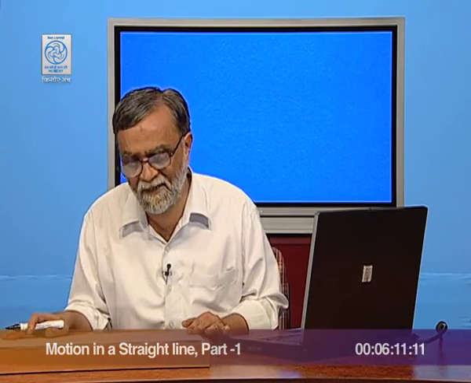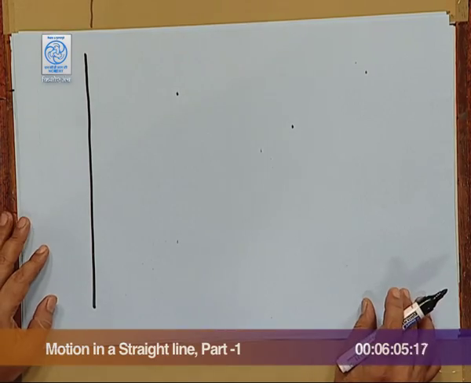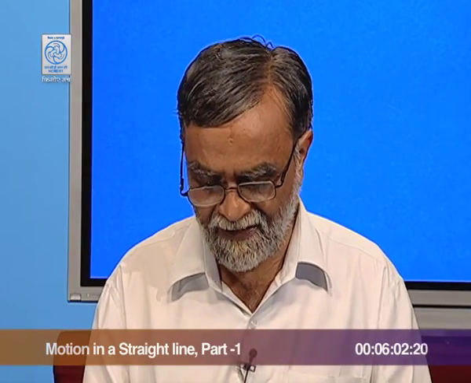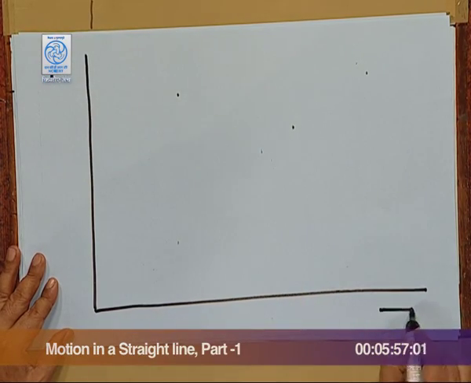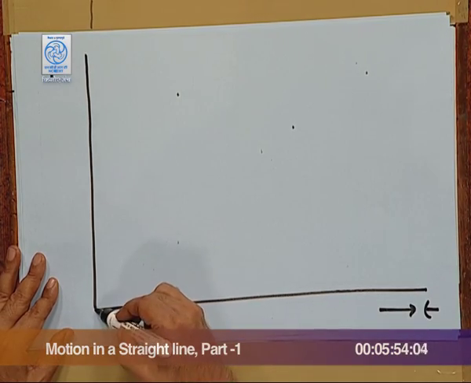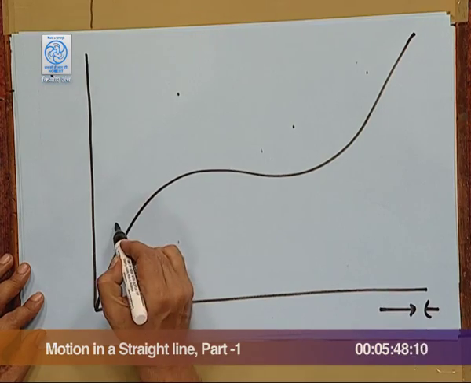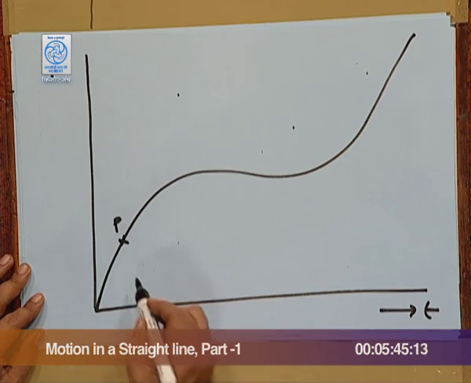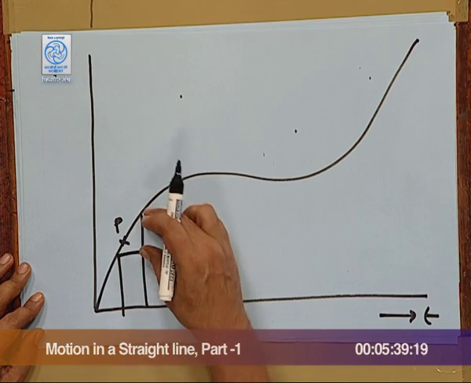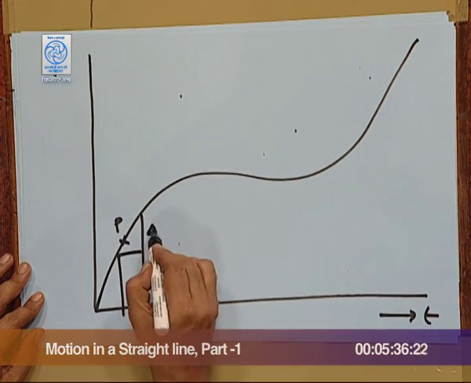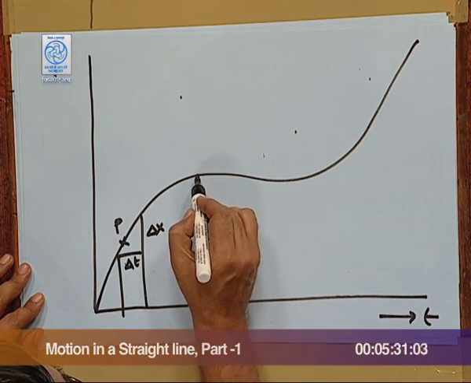Let us review what we have done in terms of how to analyze the motion, whether an object is moving at a constant velocity or varying velocity. Let us look at this graph, position x versus time. If the graph has a variation like this, look at point P. In the interval around this, the slope, that is delta x by delta t, is positive.